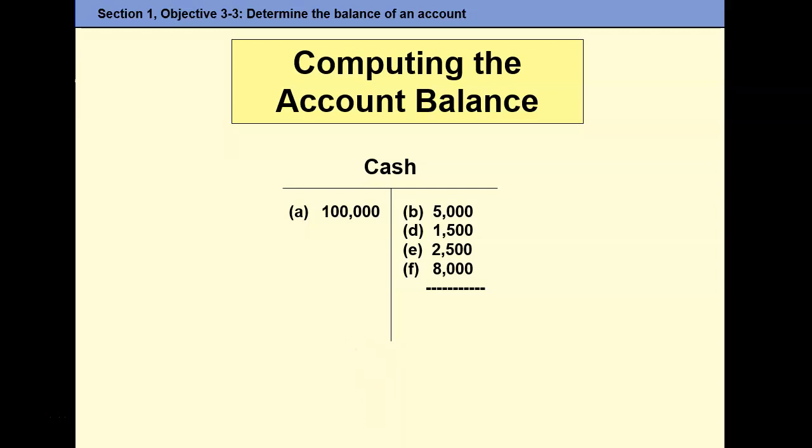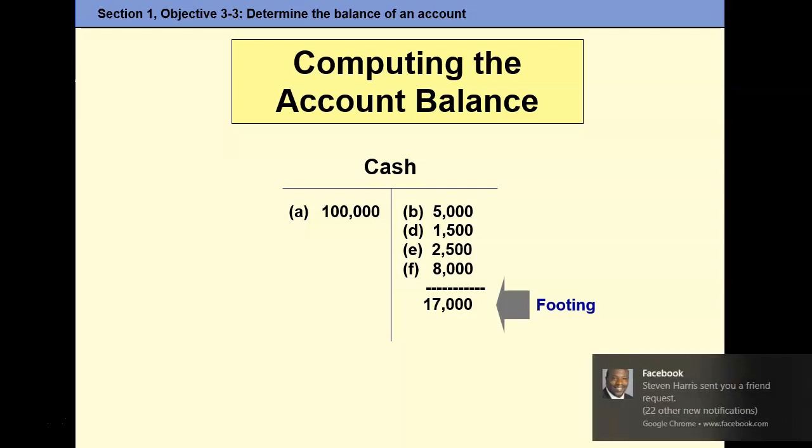To determine the account balance, you're going to add up both sides of the T account, a process known as footing. So on the credit side, the amounts total $17,000. You only have the one amount on the debit side. So right now, our debit balance is $100,000. To determine the account balance, subtract the total on the smaller side from the larger balance and record the difference on the larger side of the account.